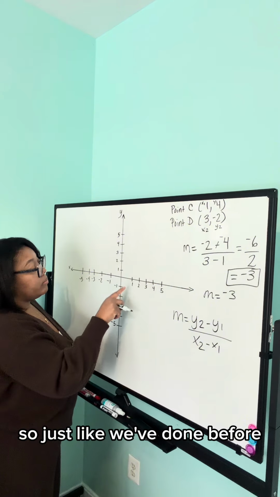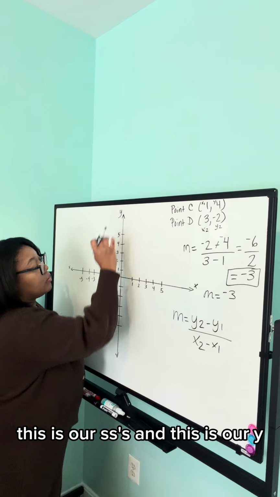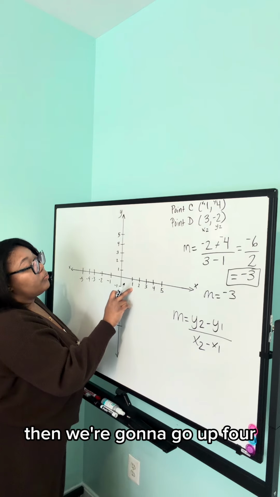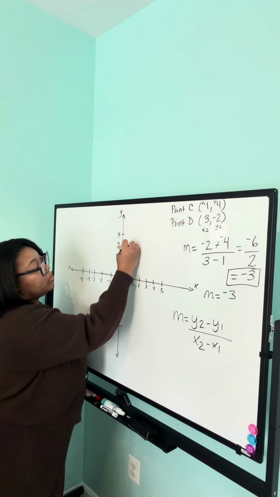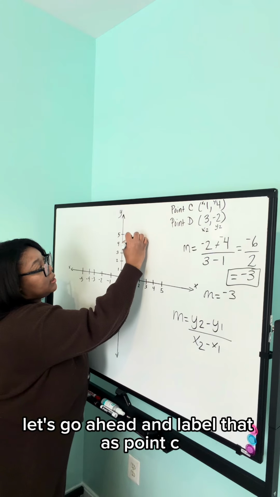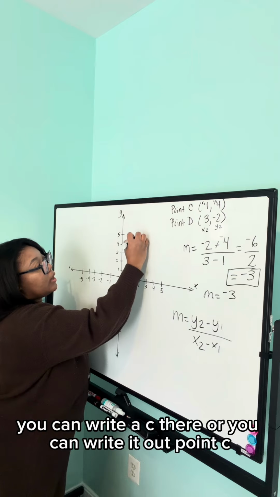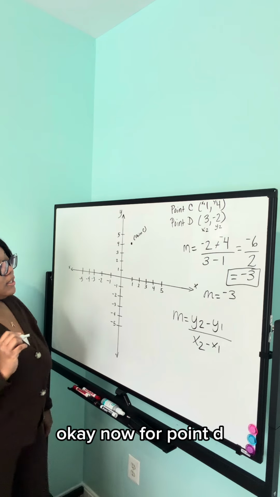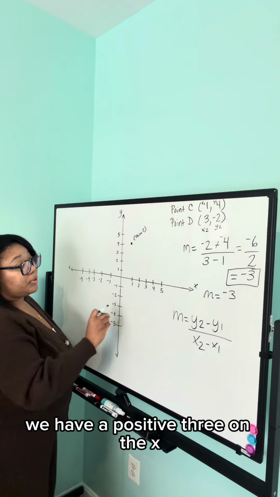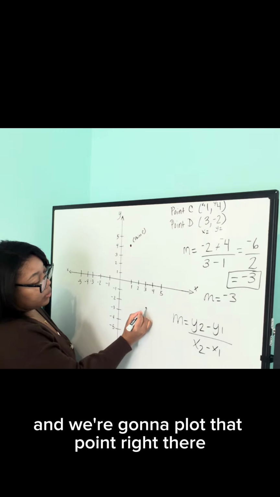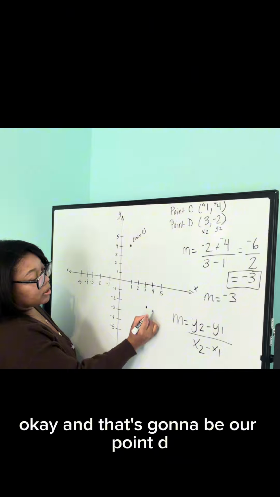Just like we've done before, this is our x-axis and this is our y. So we go here first to 1 on the x, then we're going to go up 4, and plot that point right there. Let's go ahead and label that as point C. You can write a C there or you can write it out, point C. Now for point D, we have a +3 on the x, but then it's going to go down to -2, and we're going to plot that point right there. And that's going to be our point D.